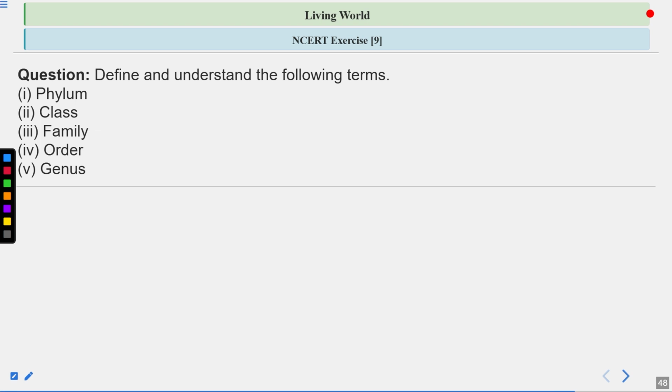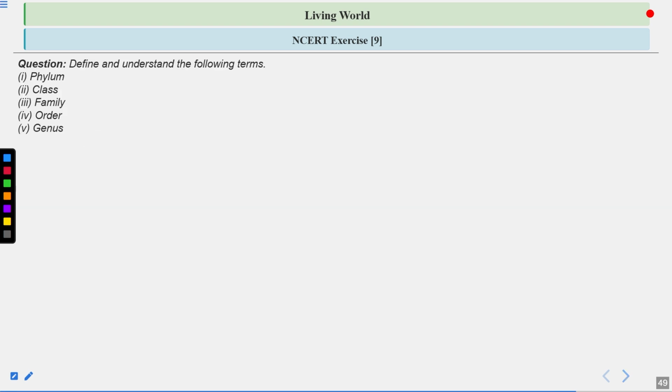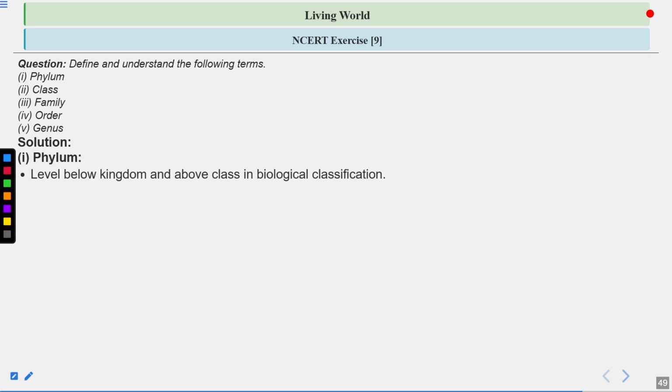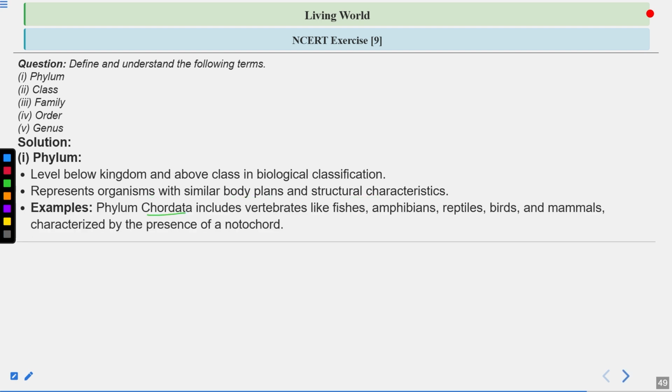Let's discuss this question: define and understand the following terms: phylum, class, family, order, and genus. Okay, we have already discussed this, so we'll discuss it in brief here. Phylum is a level below kingdom and above class in biological classification. It represents organisms with similar body plans and structural characteristics. Example of phylum: Chordata, which includes vertebrates like fish, amphibians, reptiles, birds, and mammals. These are characterized by the presence of the notochord, which is usually seen during the embryonic stages. So members of the phylum Chordata have a notochord.